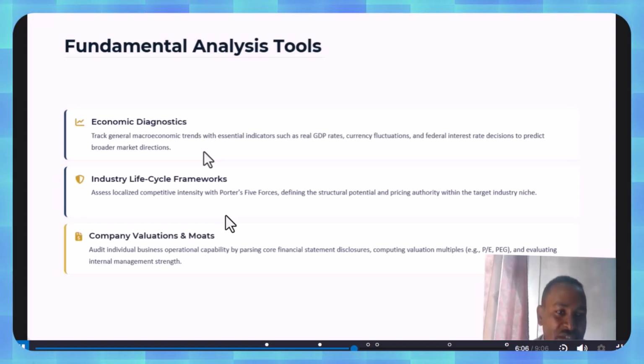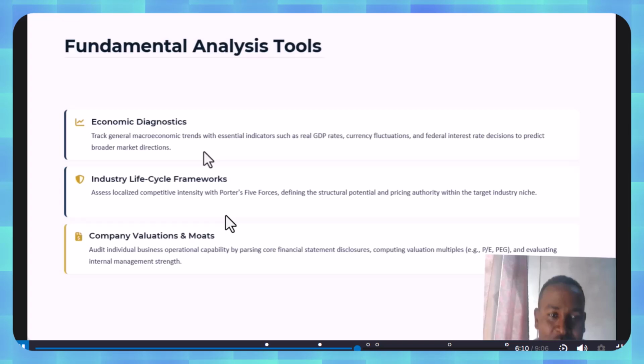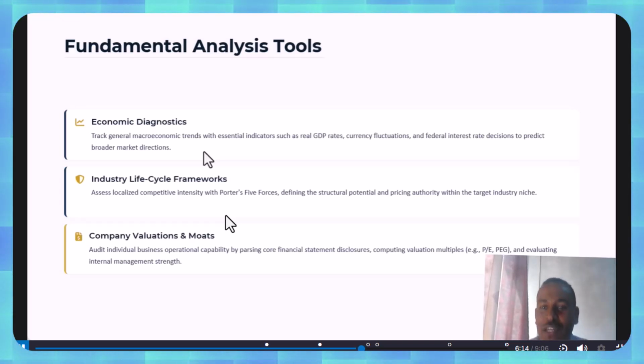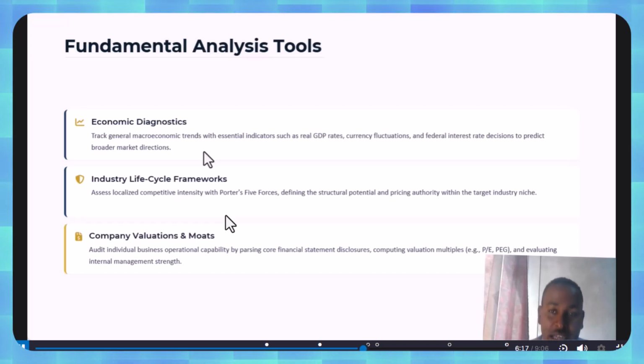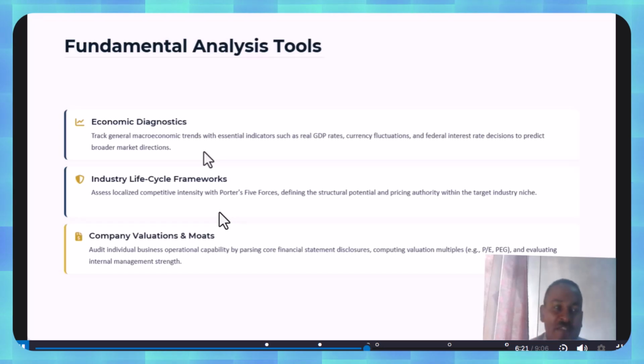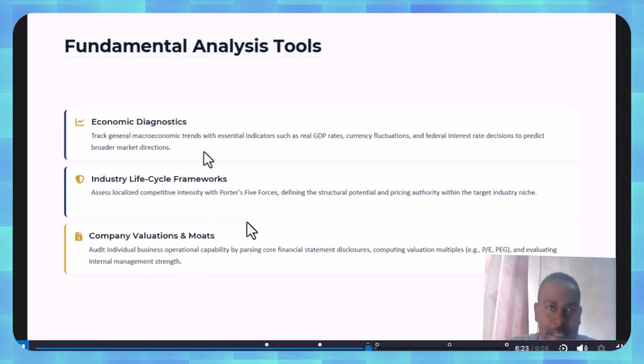Last is company evaluation and moats. Audit individual business operational capability by parsing core financial statement disclosures, computing valuations like price earnings ratio and price earnings growth, and evaluating internal management strengths.